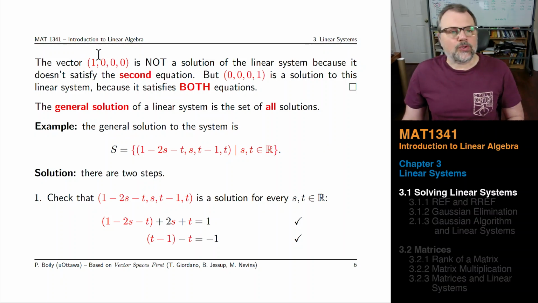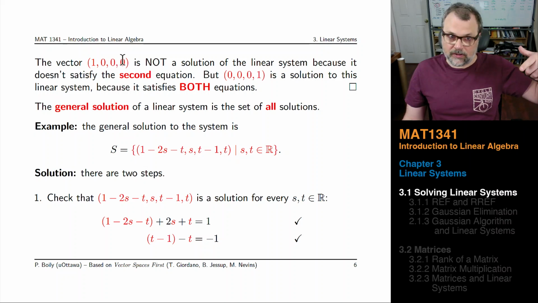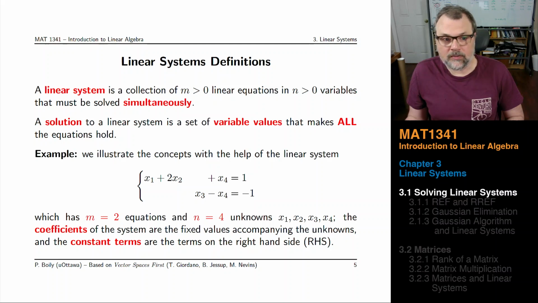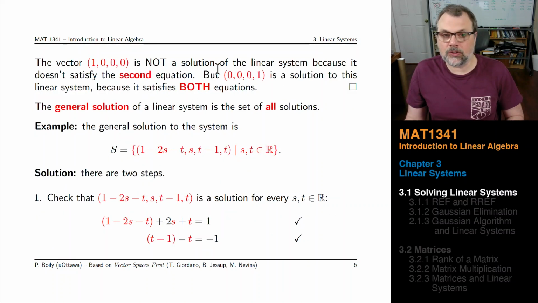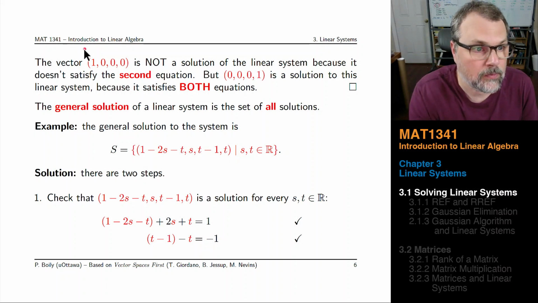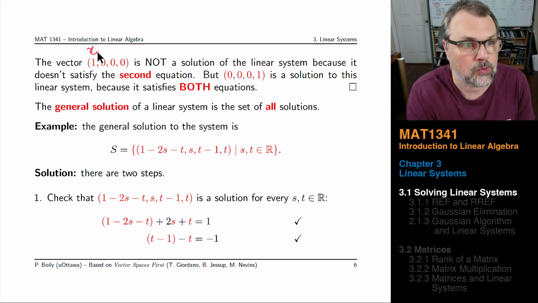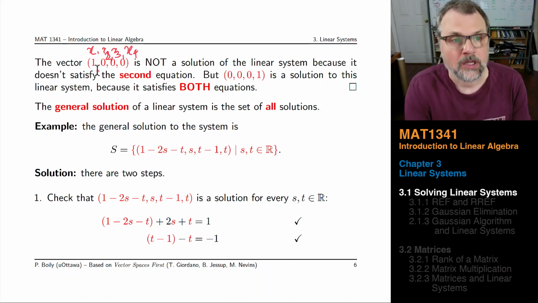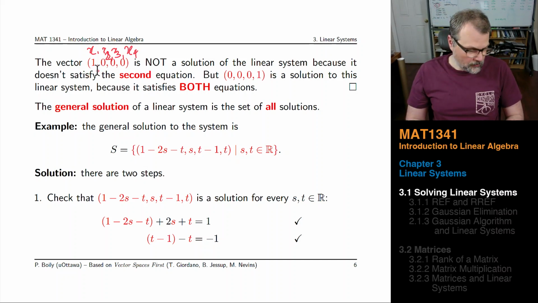The vector 1, 0, 0, 0, relative to the system that we just listed, which is a specific example of a system of two equations and four unknowns, is not a solution of the system. If you replace x1 by 1, x2 by 0, x3 by 0 and x4 by 0, into the system, then you're going to get that the second equation is not satisfied.